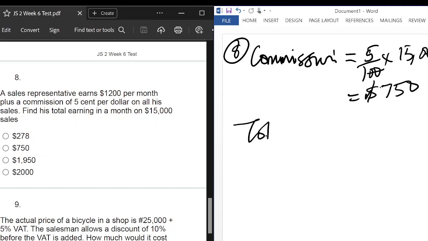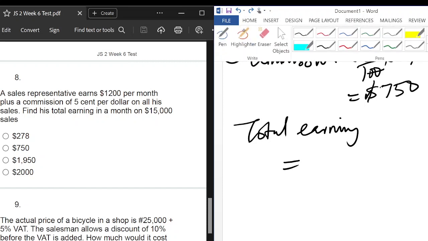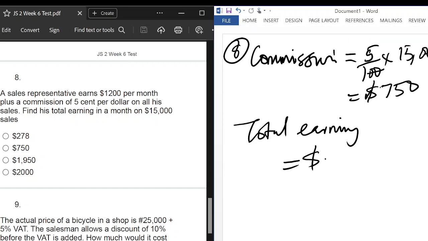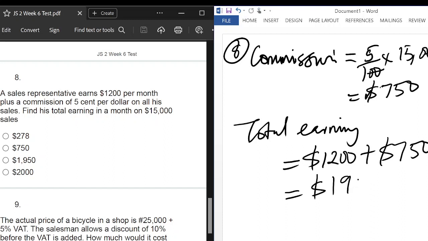Total earning in this case will be 1,200 plus 750. So that is 1,950, which is option C there. That's option C. So move to question number 9.